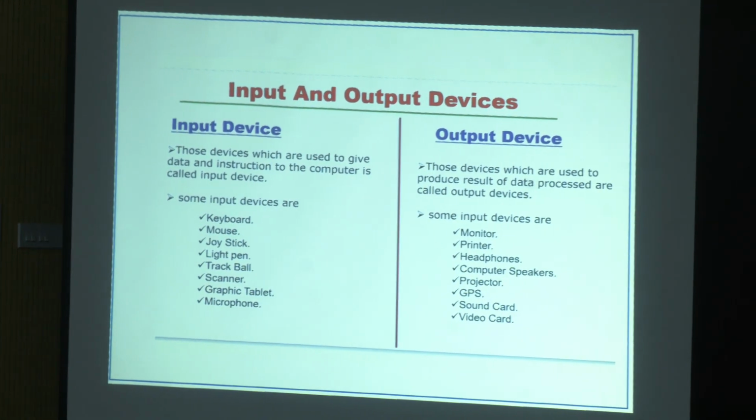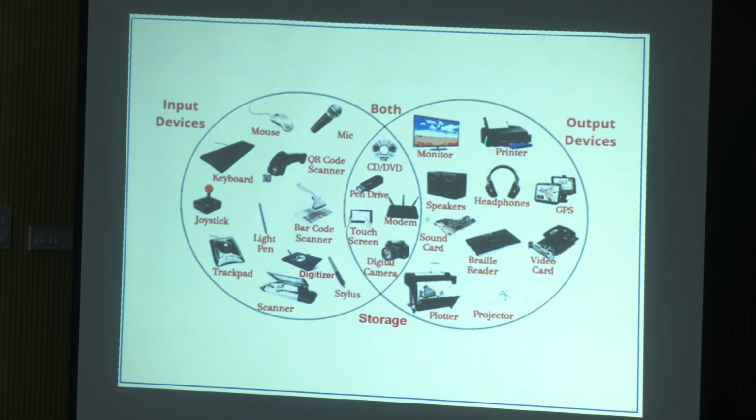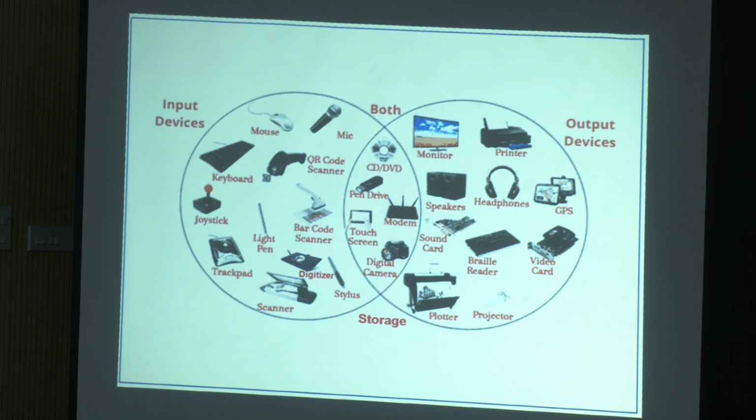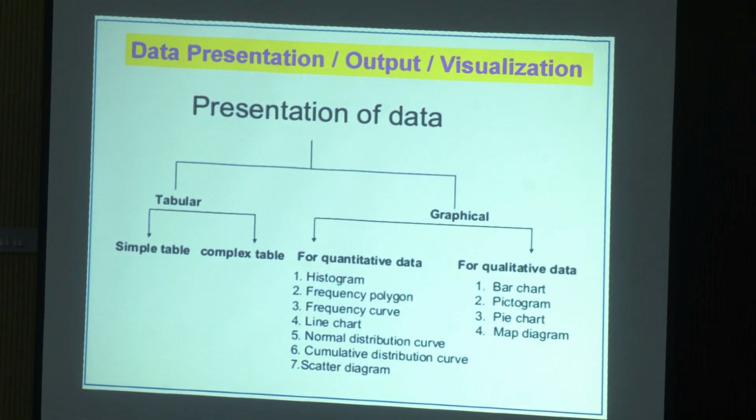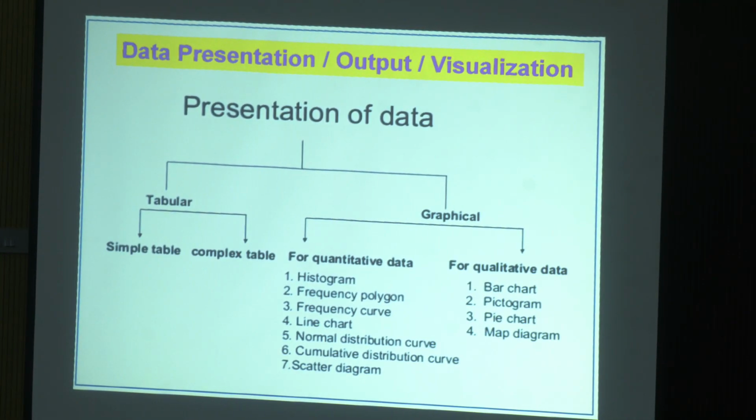So we have different types of data and different types of devices. In addition to this, we have a lot of devices. For example, if you ask a civil engineer, even a total station can act as a kind of input device. Your GPS can act as a kind of input device. Then presentation of data. So this is our topic, data presentation.